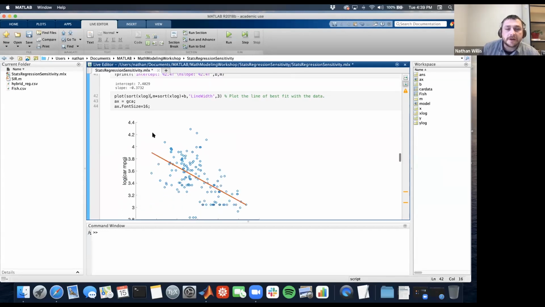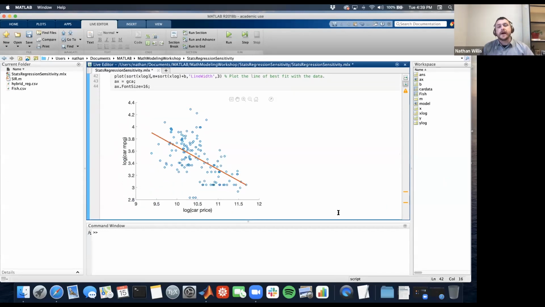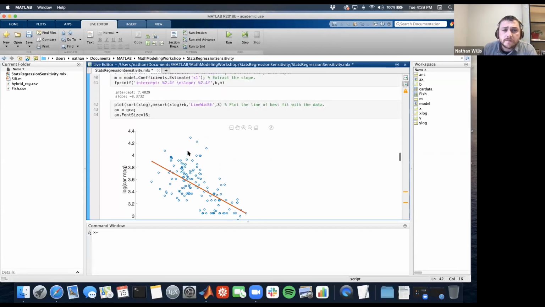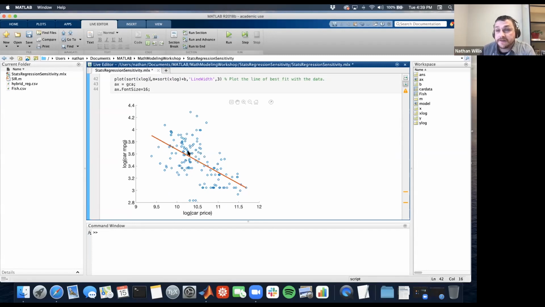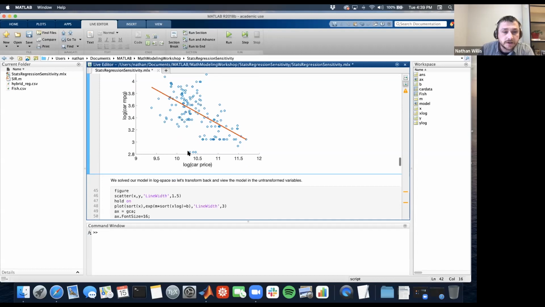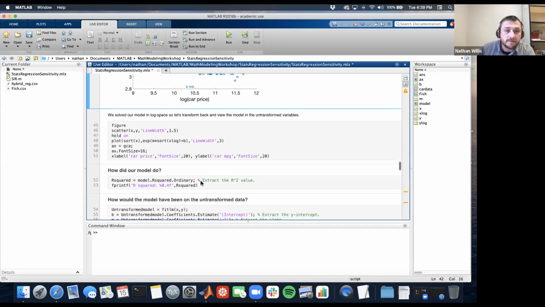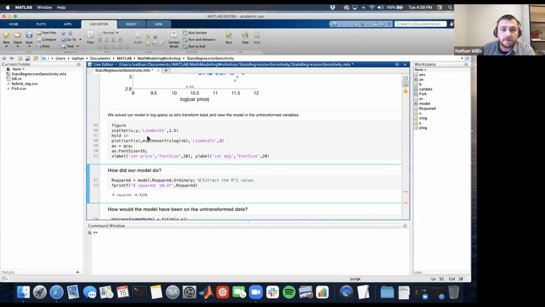All right, and now we can actually look at this plot here. So we have this line that's plotted through our data. Again, it doesn't look like it's fit that tightly around it, but we can, of course, quantify that with our r-squared value, which we have right here. So let's look at that, and then we'll look at the untransformed data.